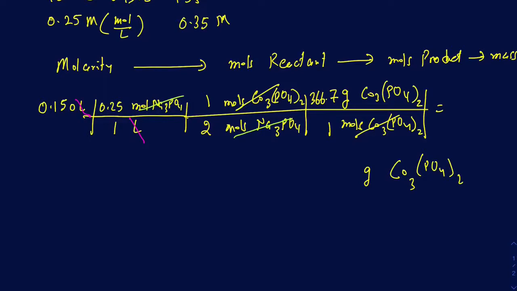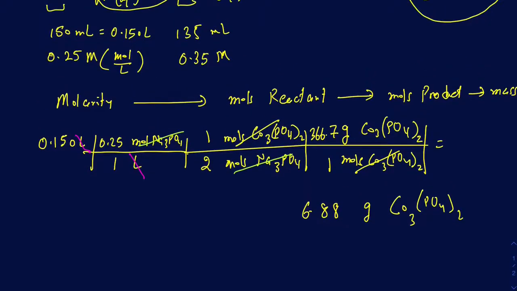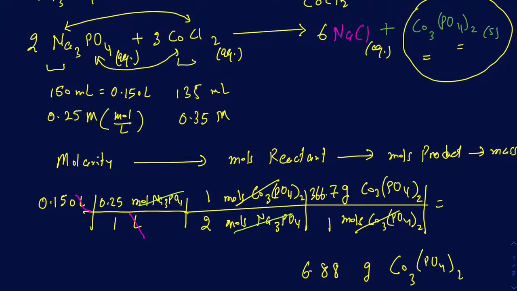So I can go ahead and do this math and see what that comes out to be. I got 0.15 times 0.25 times 366.7, and divide that by 2. That comes out to be 6.88 grams. Right now, I don't know if we're really making that much because we haven't checked the other reactant. So we're going to do the same thing with the other reactant now.